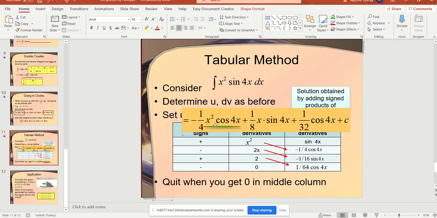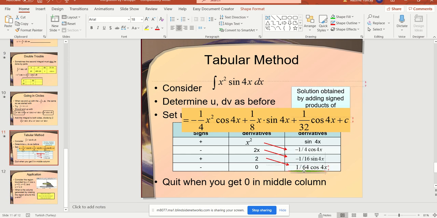Here x squared and minus 1 over 4 cos x, this is the first part. In front we have a plus sign, but the minus comes from here, you can see. And here we have minus, but we have minus here also, so that's why it is plus. And this part is the cross multiplication of the last arrows here.